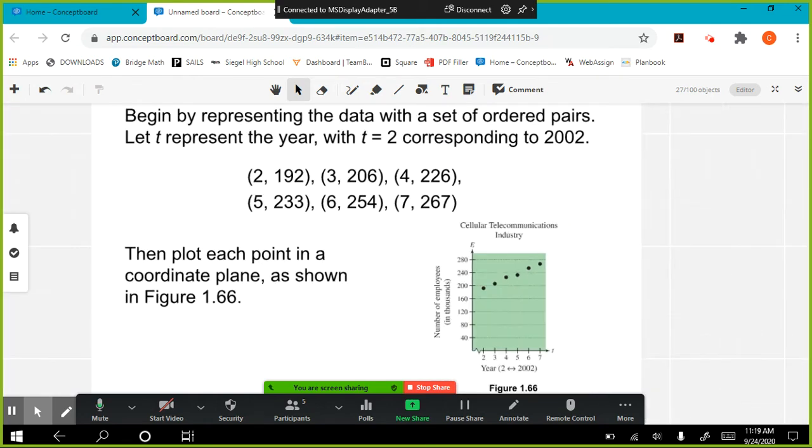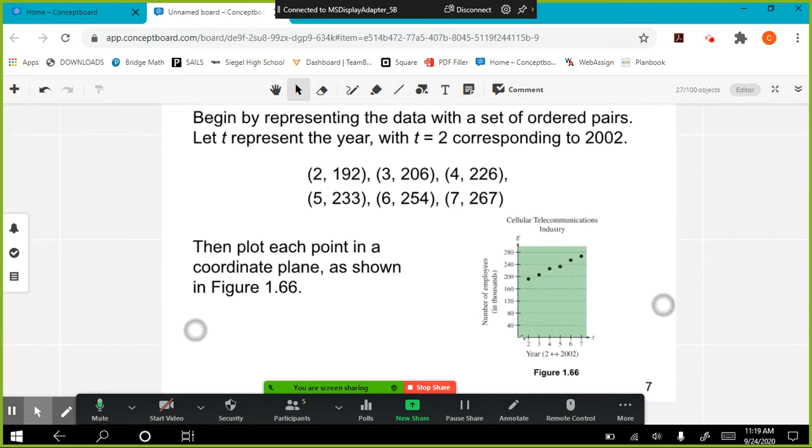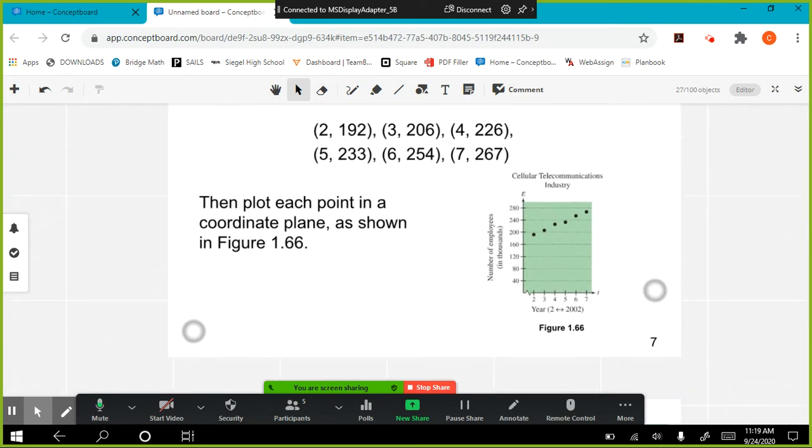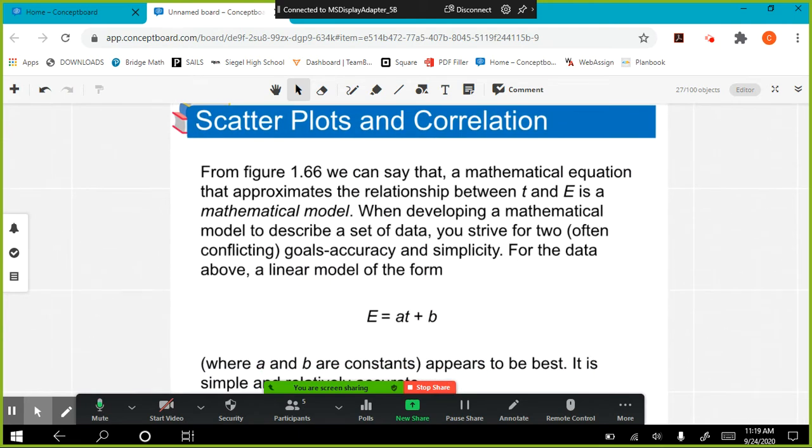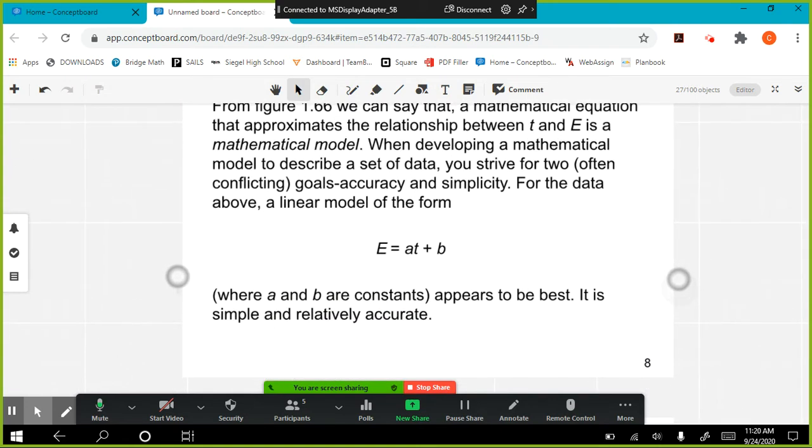All right. Now, what we're looking for when we make a scatter plot is, let's see if this is what it talks about. It talks about correlation. All right. From that figure we just looked at, we can say that a mathematical equation that approximates the relationship between T and E is a mathematical model. When developing a mathematical model to describe a set of data, you strive for two often conflicting goals: accuracy and simplicity. For the data above, a linear model of the form E equals AT plus B, where A and B are constants, appears to be best. It is simple and relatively accurate.